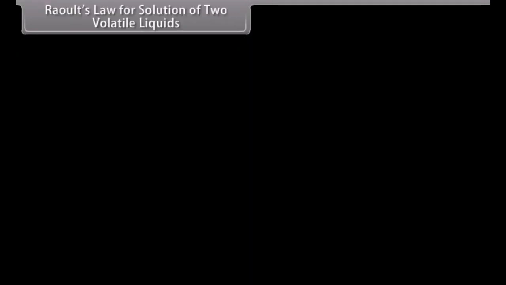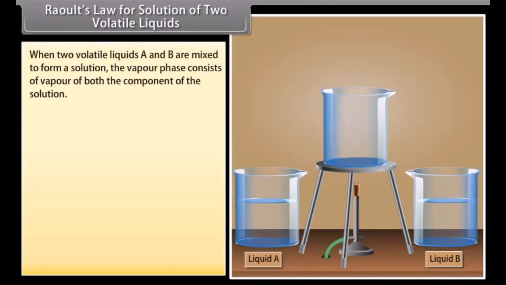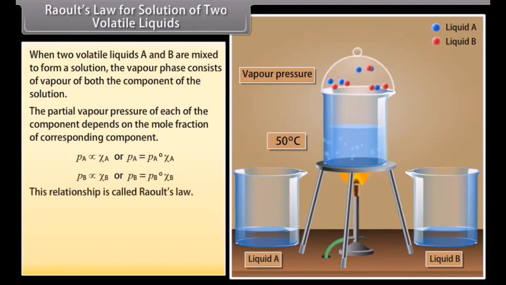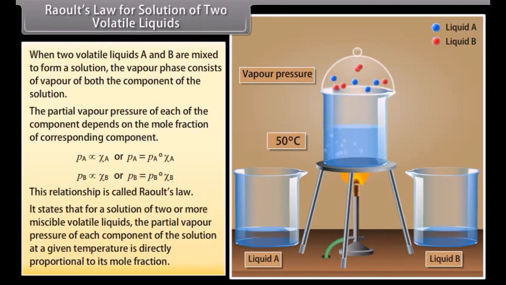Raoult's law for solution of two volatile liquids. When two volatile liquids A and B are mixed to form a solution, the vapor phase consists of vapor of both the components of the solution. The partial vapor pressure of each of the components depends on the mole fraction of the corresponding component. PA = P°A × XA, and PB = P°B × XB. This relationship is called Raoult's law. It states that for a solution of two or more miscible volatile liquids, the partial vapor pressure of each component of the solution at a given temperature is directly proportional to its mole fraction.